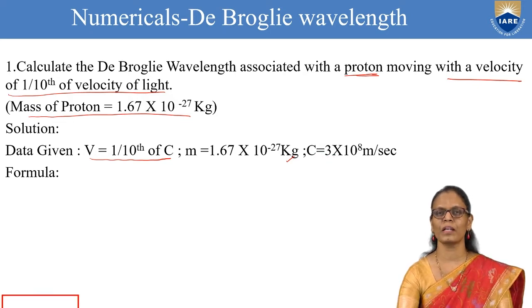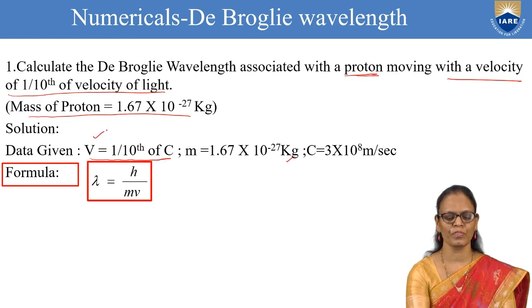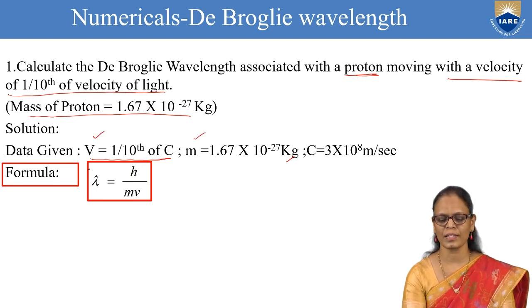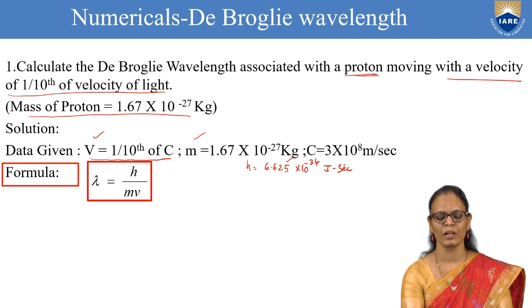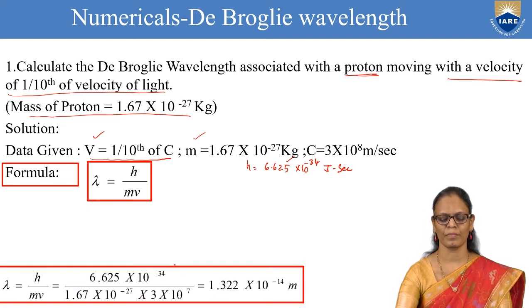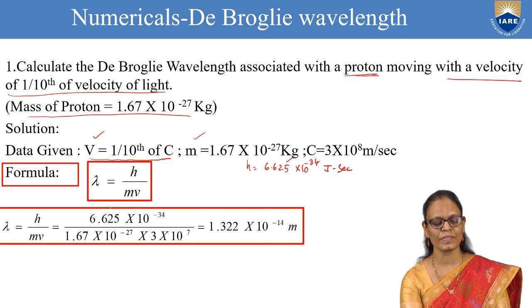Then the formula which you are going to use is lambda is equal to h upon mv, because you know m, you know v. h is a constant. What is the value of h we are going to use? 6.625 into 10 power minus 34 joule seconds. So we have substituted the value of h, 6.625 into 10 power minus 34. We have substituted the mass, 1.67 into 10 power minus 27. Here we have to write the velocity.